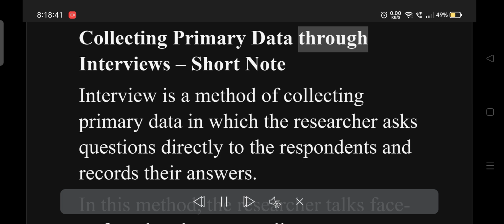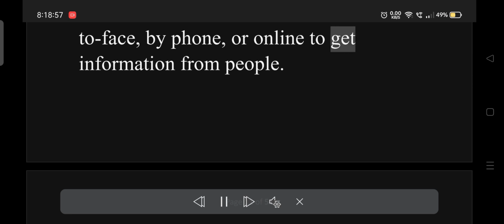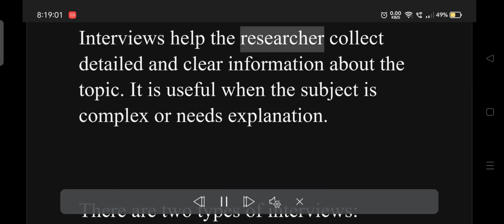Collecting primary data through interviews, short note. Interview is a method of collecting primary data in which the researcher asks questions directly to the respondents and records their answers. In this method, the researcher talks face-to-face, by phone, or online to get information from people. Interviews help the researcher collect detailed and clear information about the topic. It is useful when the subject is complex or needs explanation.